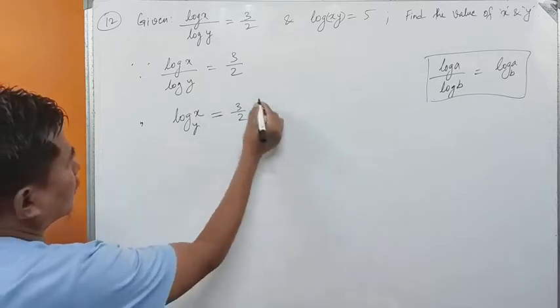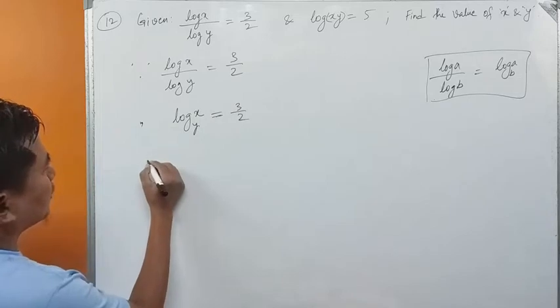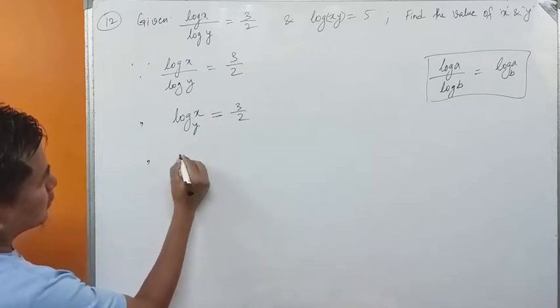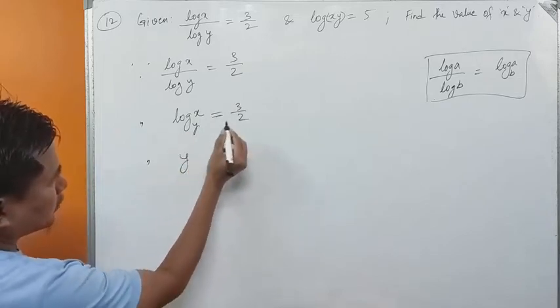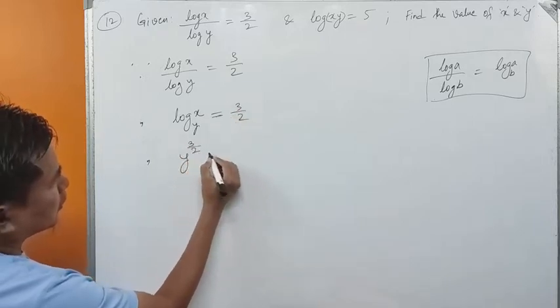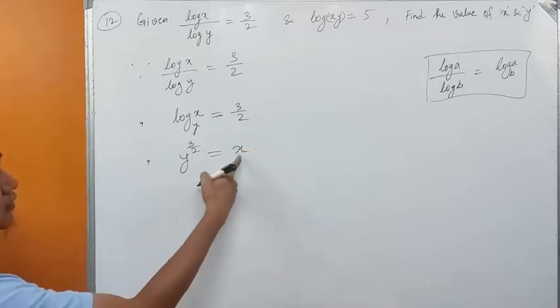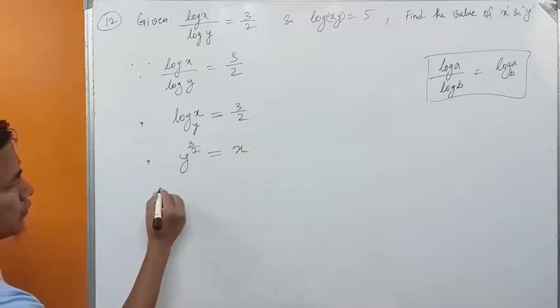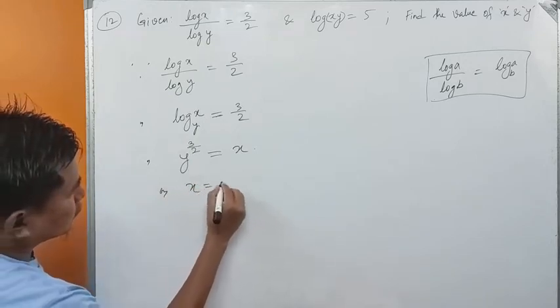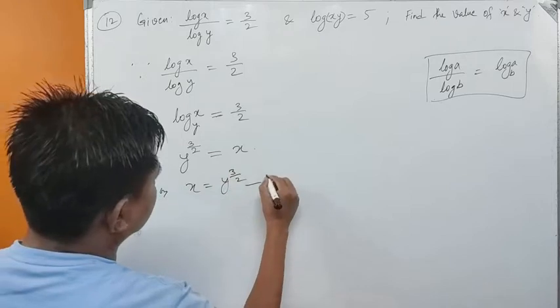Now this is a logarithmic equation, isn't it? Let us convert this equation to exponential form, where y is the base. So this 3 upon 2 comes here as the power: y raised to power 3 upon 2 equals x, which goes to the right hand side. So x equals y to the power 3 upon 2. This is equation 1.